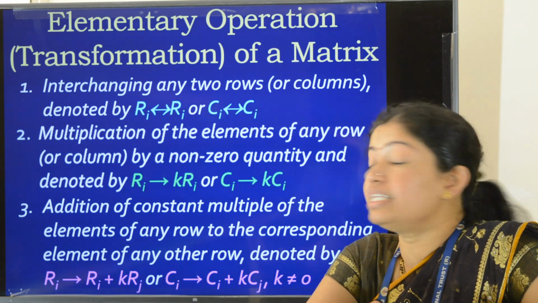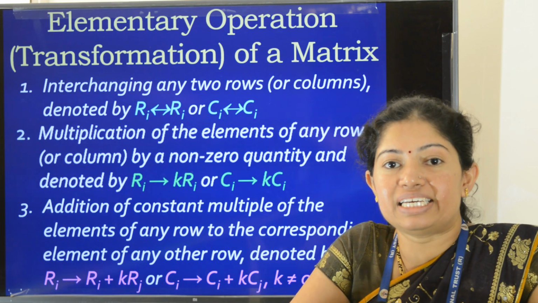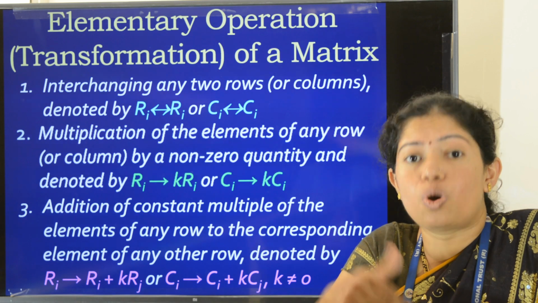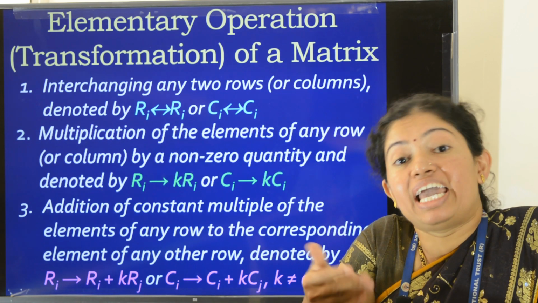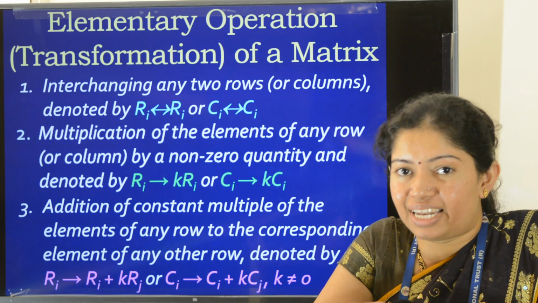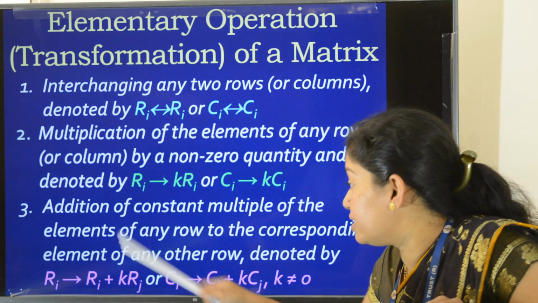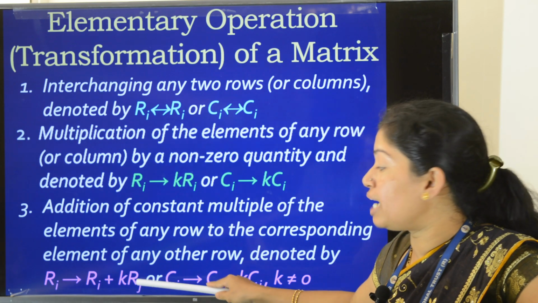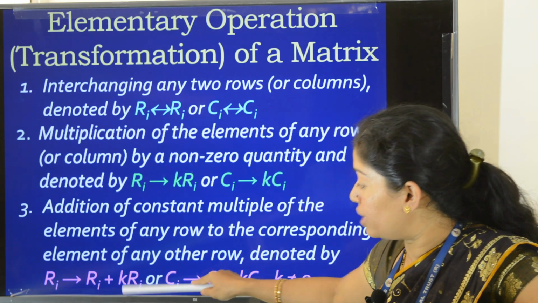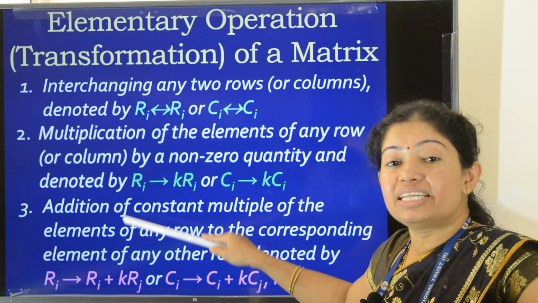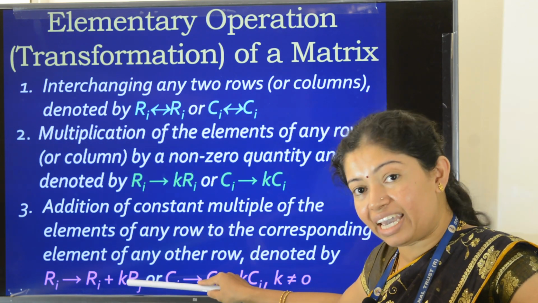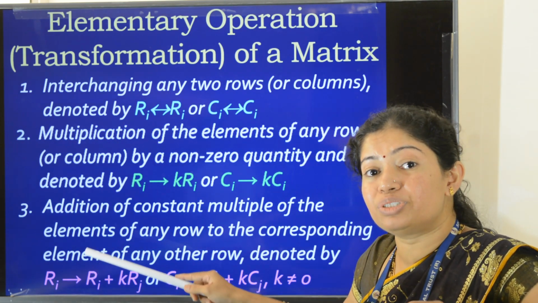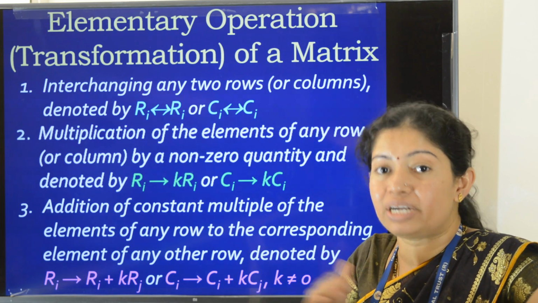Then the third elementary operation is that we can add elements of any row to the corresponding elements of any other row multiplied by a scalar k, which you can denote like this: Ri changes to Ri plus k times Rj. Observe here students, we have multiplied the jth row by a scalar k, then added it to the ith row. When I say we are adding the rows, we need to add the corresponding elements.